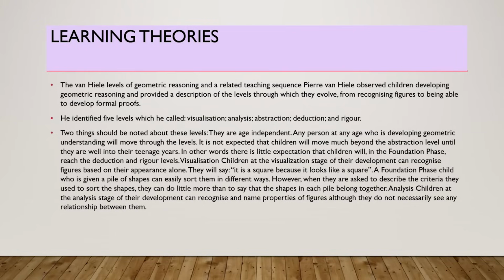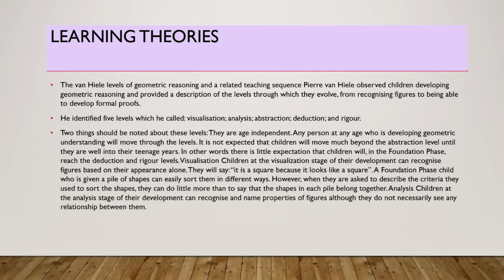If we begin with Van Hiele's levels of geometric reasoning and related teaching sequences, we'll look at Pierre Van Hiele's observation of children developing geometric reasoning, and provide a description of the levels through which they evolve, from recognizing figures to being able to develop formal proofs. So he identified 5 levels. The first level being the visualization, analysis, abstraction, deduction, and rigor.